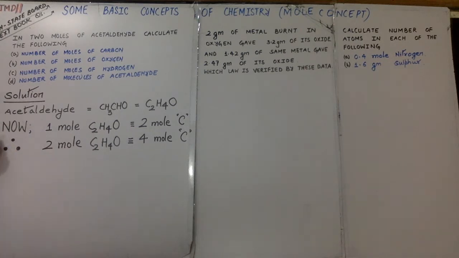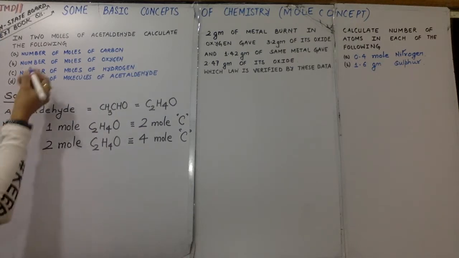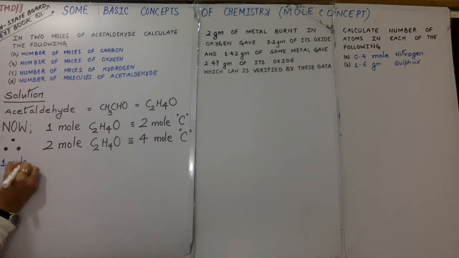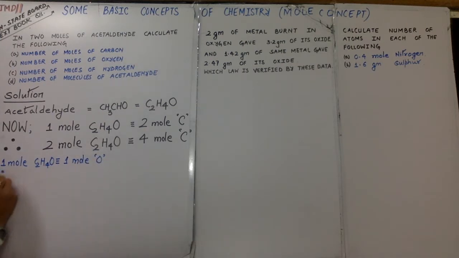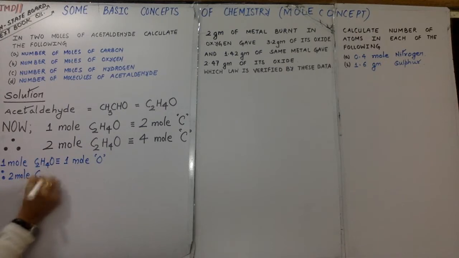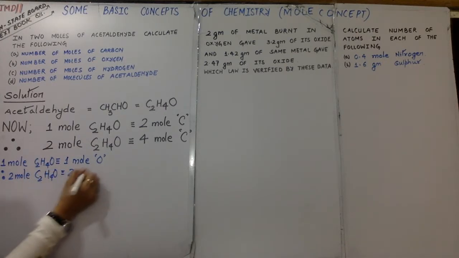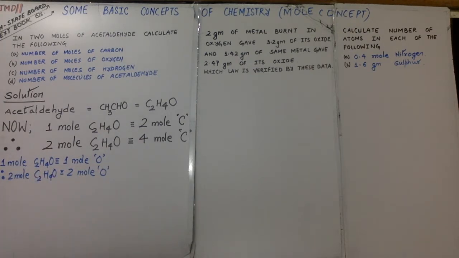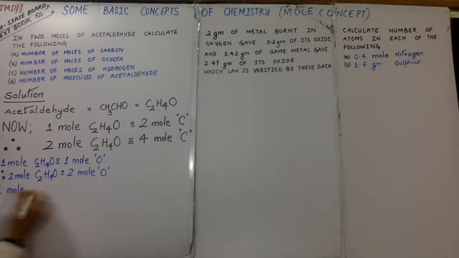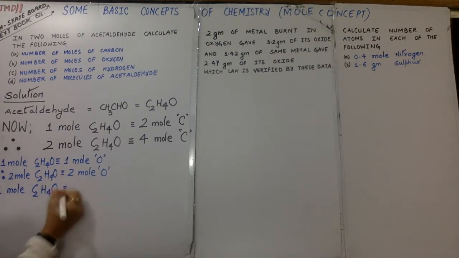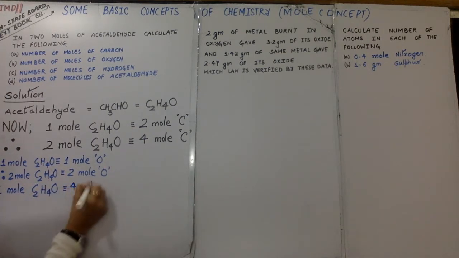Similarly, this is our A, now B. 1 mole C2H4O contains oxygen. How many oxygen? 1 mole oxygen. Therefore, 2 mole C2H4O contains 2 mole oxygen atom. Right? Next, C. 1 mole C2H4O corresponds to 4 mole of hydrogen atoms.